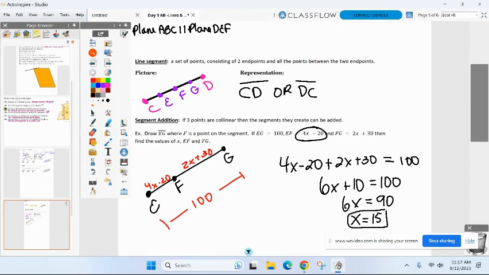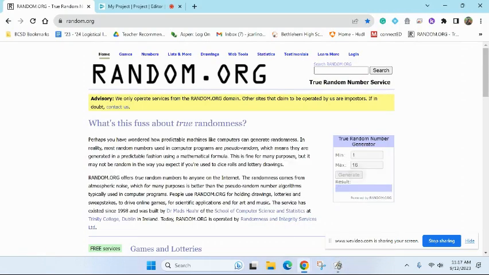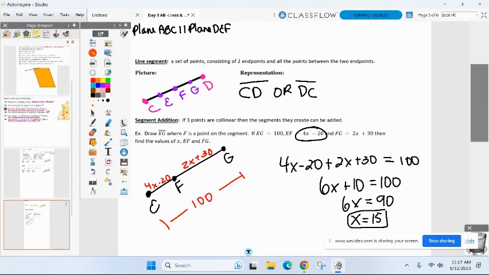How would you help me find EF now, the length of EF? What's your plan for that? Josh, not what the answer is, what's your plan? You substitute 15. Yep. I take 15. I substitute it in for X in 4X minus 20. Little substitution. You got EF, Josh?